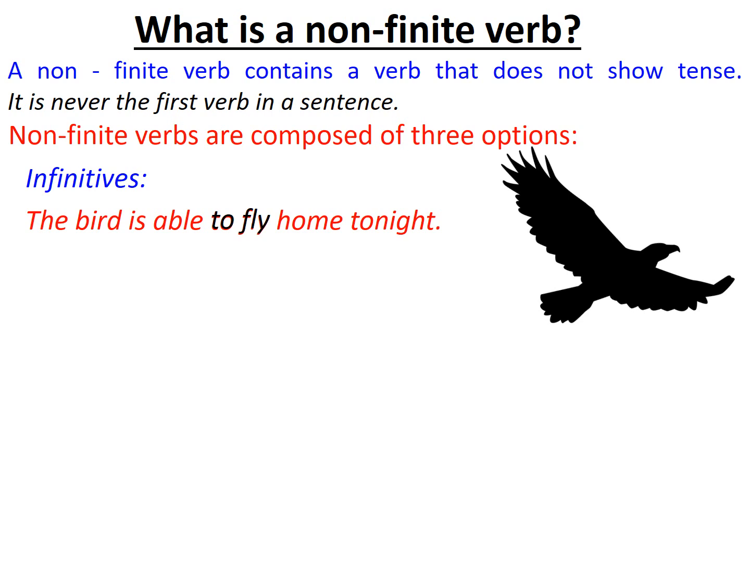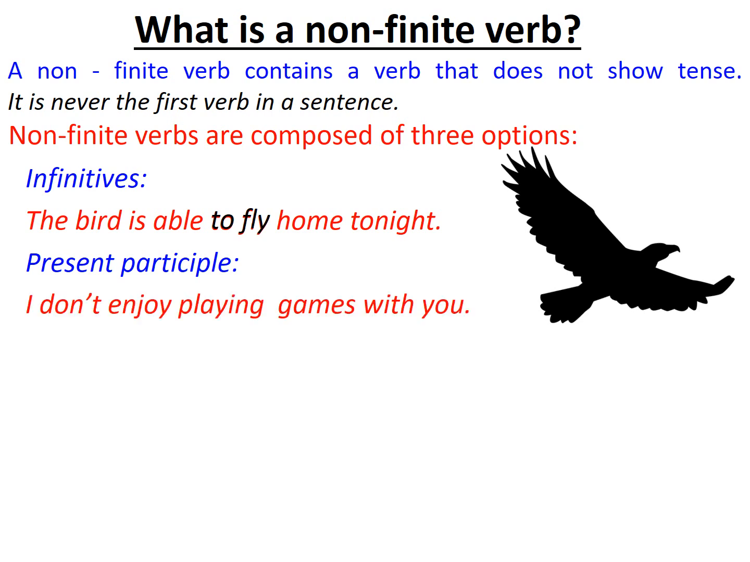The second way that a non-finite verb is identified is where there is a present participle and there is more than one verb structure or phrase available in the sentence. I don't enjoy playing games with you. So I don't enjoy is the first verb phrase, but playing here is a present participle, and playing is in fact a non-finite verb.